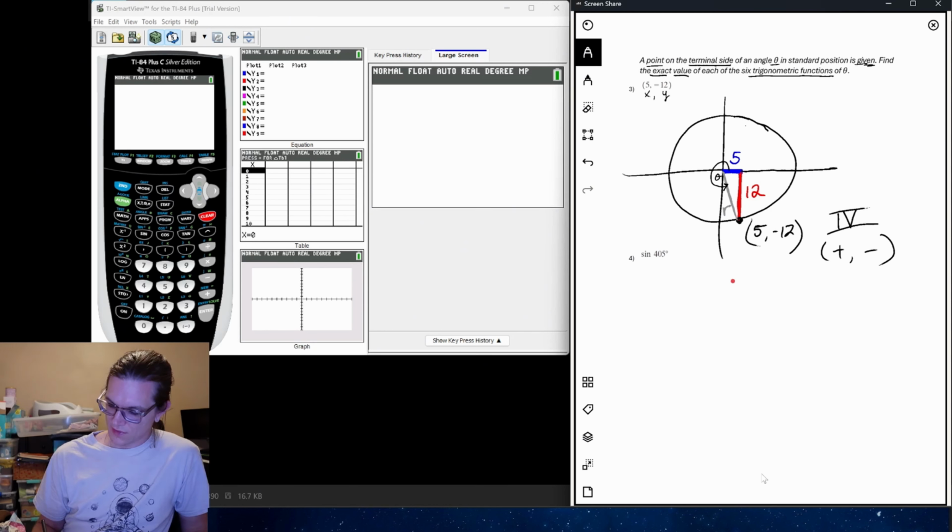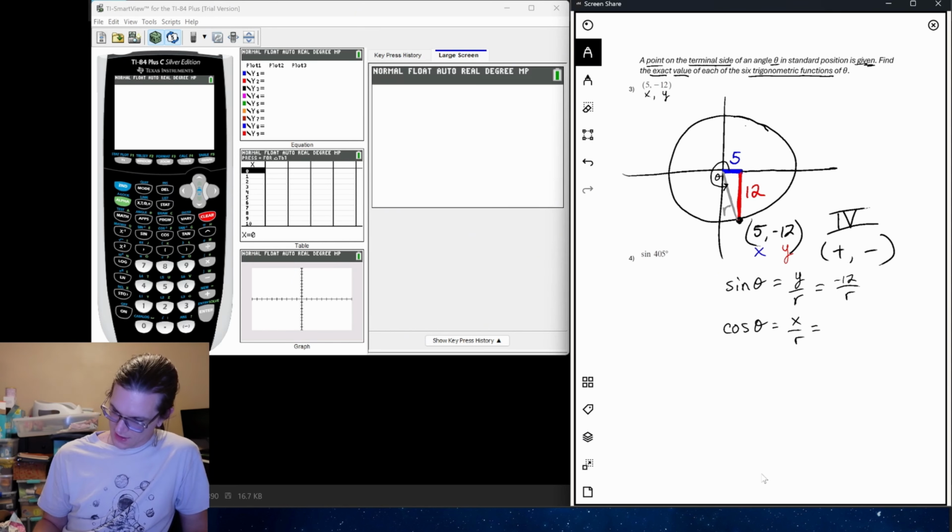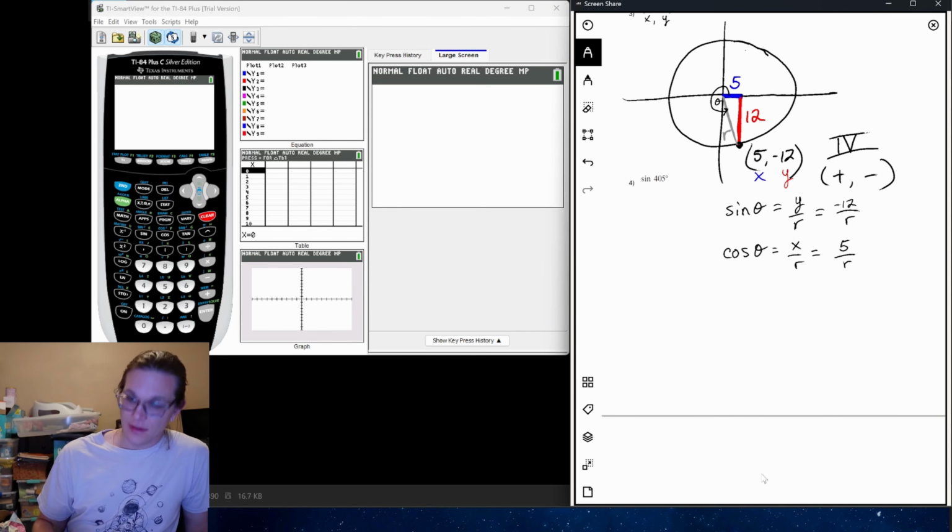The first thing I'm going to do is just write out the first trig function I know, which is sine of theta. It is y over r, and I know that y is negative 12 and x is 5. I'm just going to write minus 12 over r temporarily. And then I'm going to write here 5 over r. Now you're probably thinking that the final answer isn't going to be acceptable with an r in it. So let's do a little quick Pythagorean theorem here.